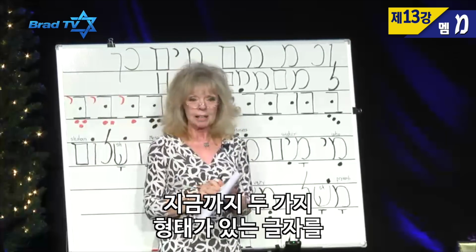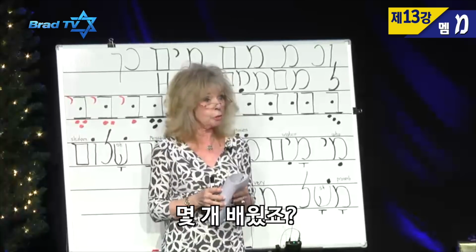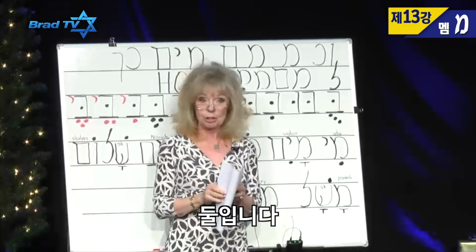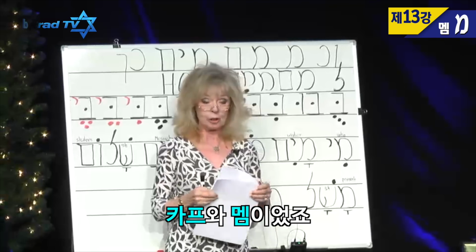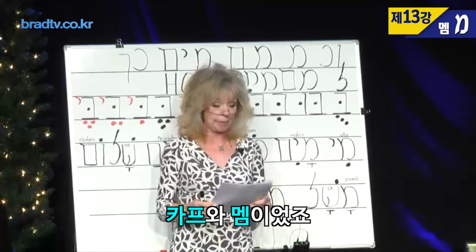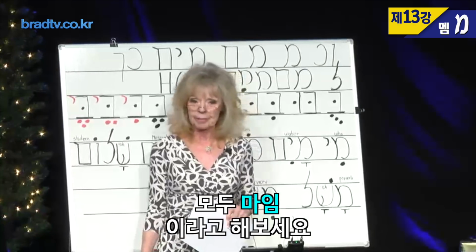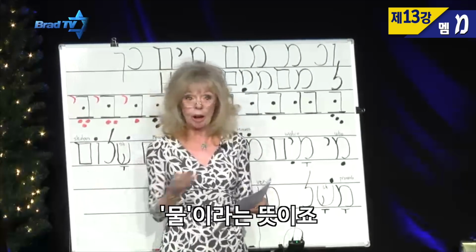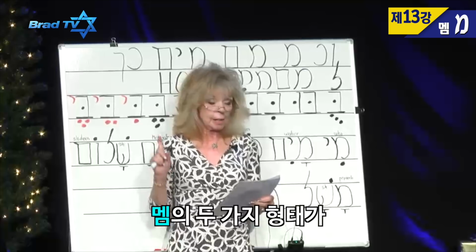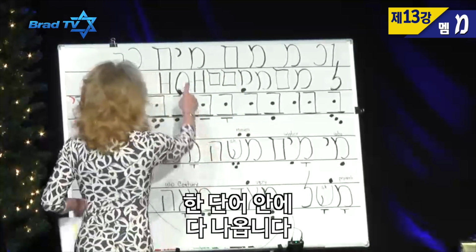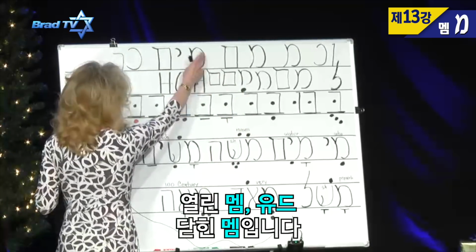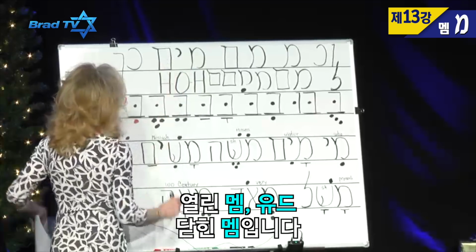How many letters do we know so far that have two forms? Two. We know the kaf has two forms and the mem. So the word mayim, everybody say mayim. Mayim. That's the Hebrew word for water, as Pastor Mark said. It shows you both forms in one word. So you have the open mem, the yud, and the closed mem.